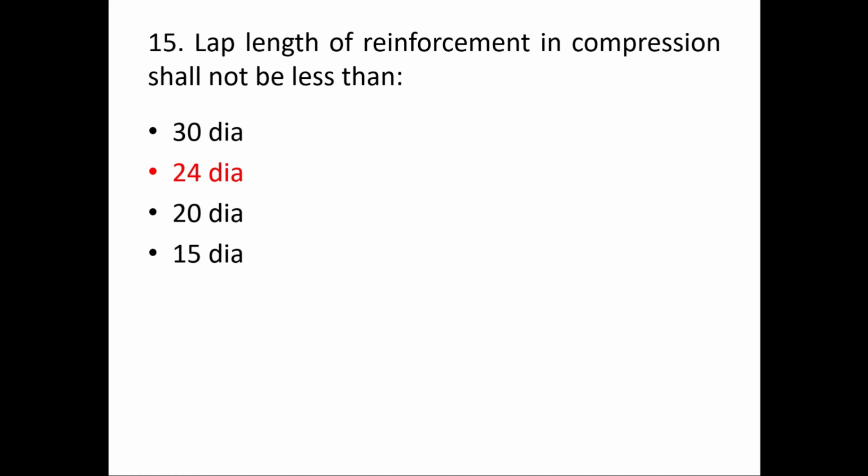And the lap length in direct tension shall be greater of 2 times the development length or 30 times the diameter of the bar. Okay, so we know the Ld is denoted as development length. So in our question, we are having a lap length for compression. So our option B is correct. That is, it shall not be less than 24 times the diameter of the bar.